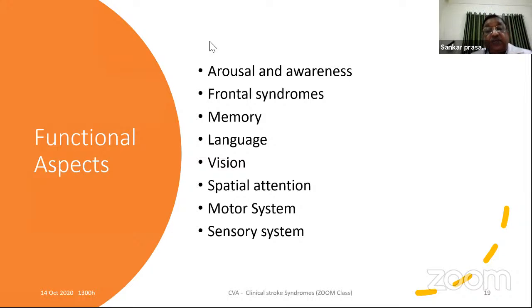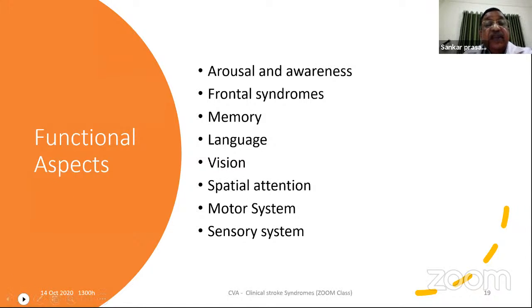Okay, so language, vision and spatial attention, motor system, sensory system, all these functional aspects are affected in stroke. So you have to be very, very eager to learn all these functions before you understand the stroke, which has been sensitized to you in the last class.